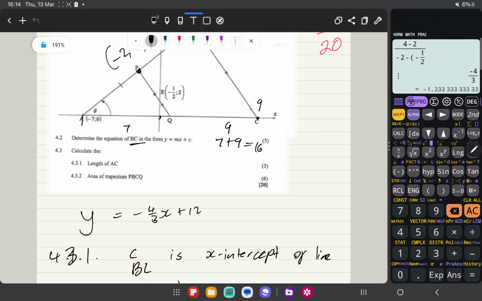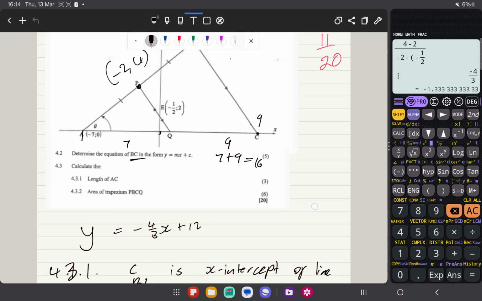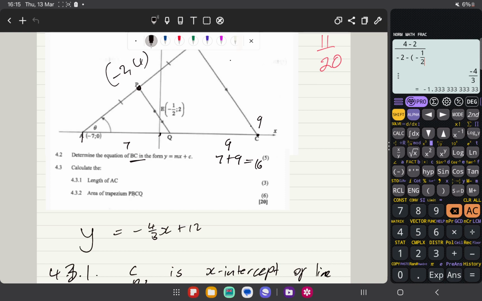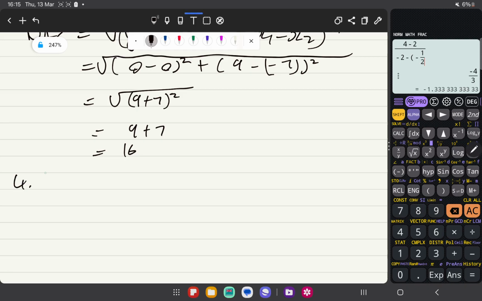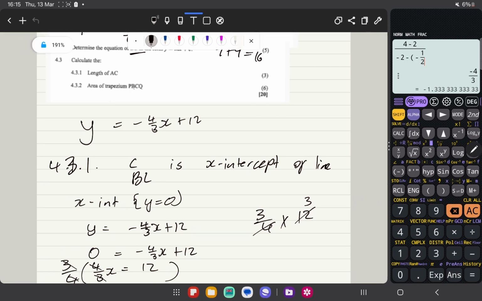You have the distance for AC, yeah? And now they say calculate the area of a trapezium, right? So remember I was saying to you guys that you have to know even the formula of your quadrilaterals. Because now look, we have the question that says, calculate the area of a trapezium. So that's 4.4.3.2.